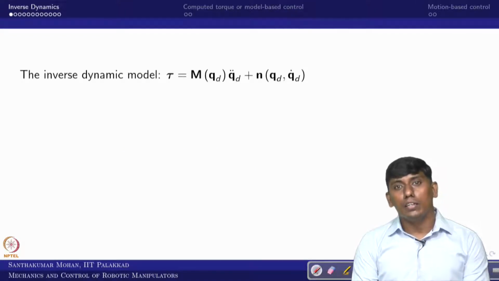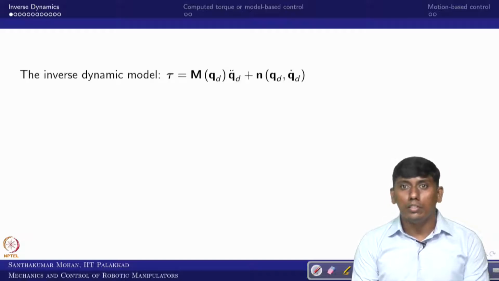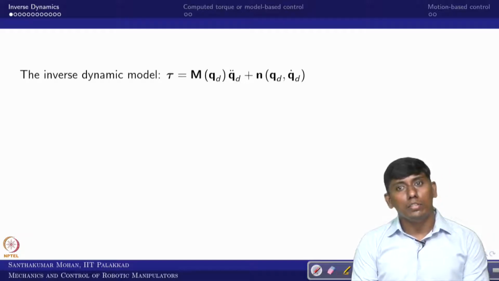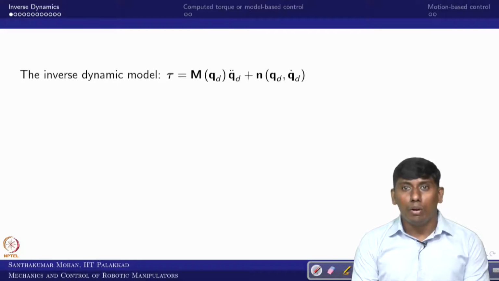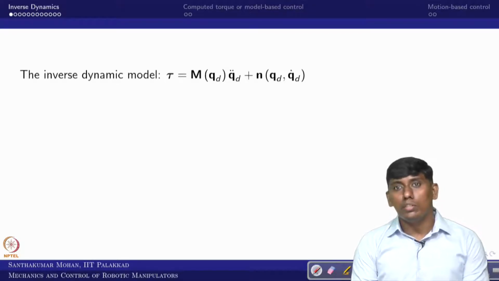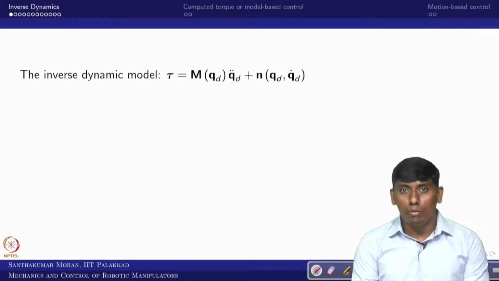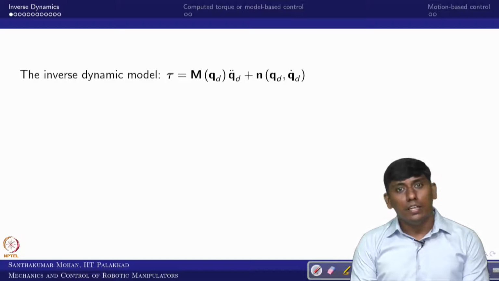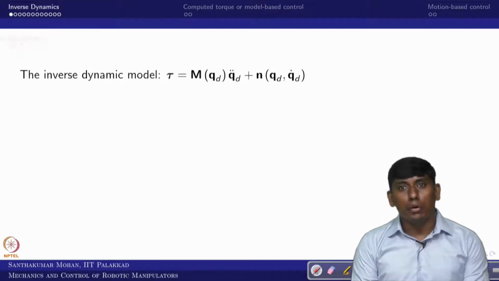The first thing we are trying to do is the inverse dynamic model, where tau is given in terms of the desired values: M of q desired times q desired double dot plus N of q desired comma q desired dot. If these are all known, because q desired dot and q desired double dot are known, we can calculate M desired and N desired, and then apply the inverse dynamic model. This is something like F equal to ma.